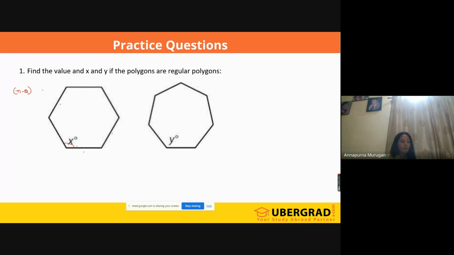N minus 2 into 180 degree divided by what? N. How many sides we have? 1, 2, 3, 4, 5, 6. So it becomes 6 minus 2 into 180 degree divided by 6. 6 minus 2 is what? 4 into 180 degree by 6. So how many times it goes? 6 threes are 18. So each internal angle is what? 120 degree. See, look at the stretch only. When you look at the stretch, yes, so it is 120 degree.